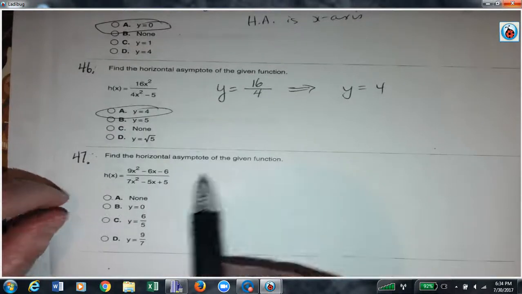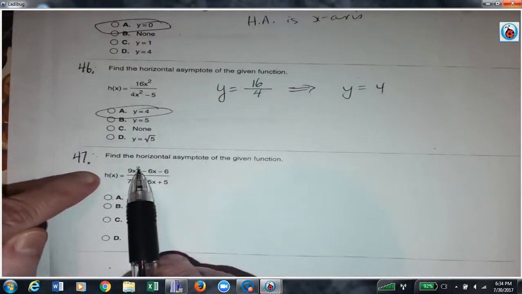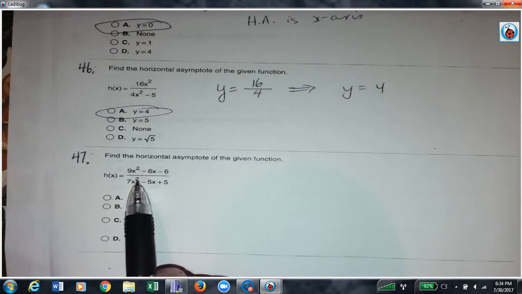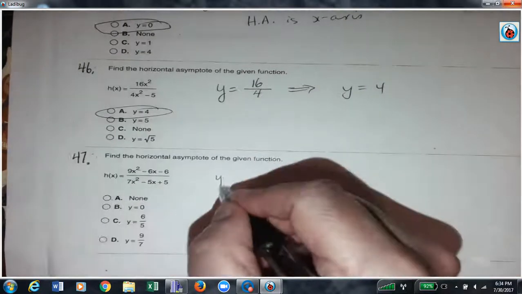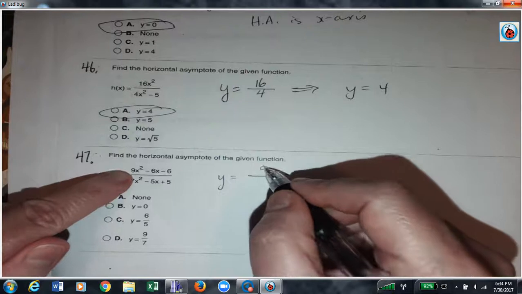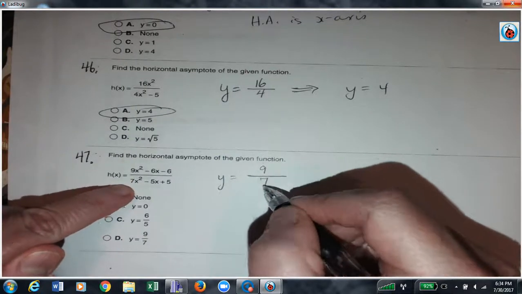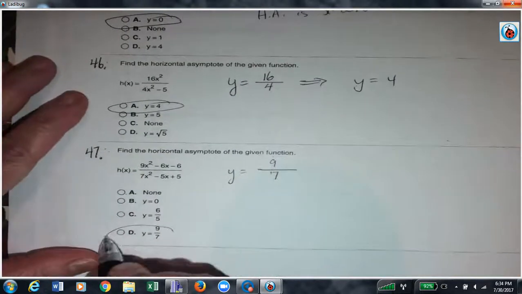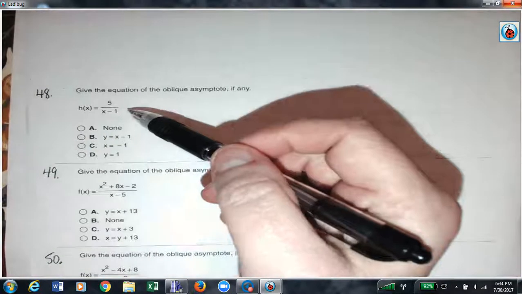Is there a horizontal asymptote of this? Yes. The degree of the numerator is 2. The degree of the denominator is 2. They have the same degree. So again, it will be y equals leading coefficient of top divided by leading coefficient of the bottom. Oblique asymptote, if any. Okay. Well, there will not be one here.